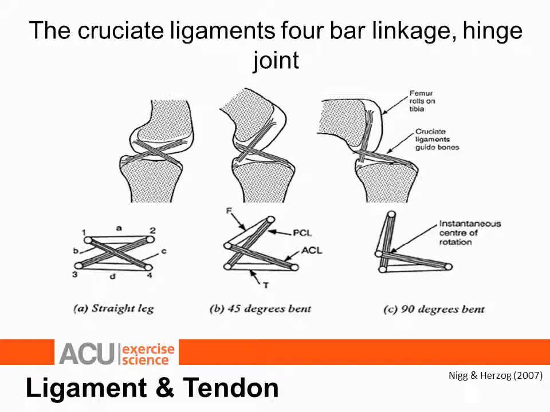And you can see the cruciate ligaments with those bones form this crossbar action, and the crossover point of those ligaments changes as we go through flexion and extension, and that affects the support that those ligaments are able to provide in valgus, varus, as well as rotational directions of loading.